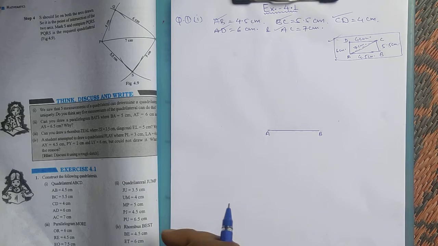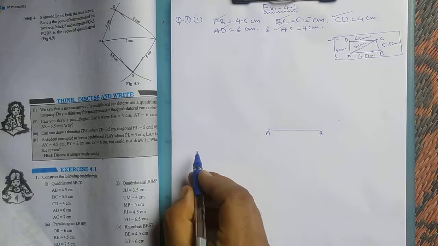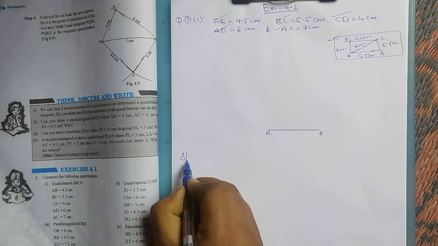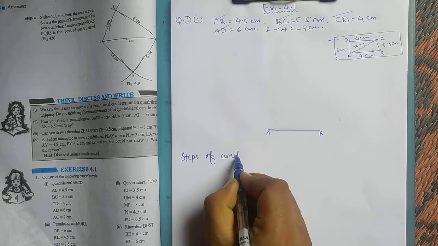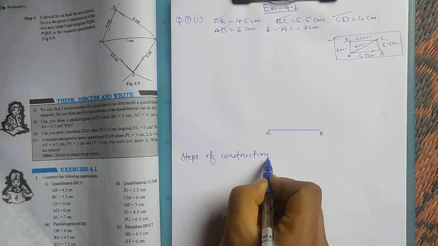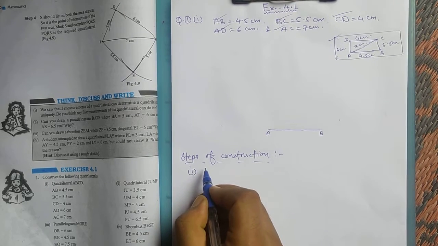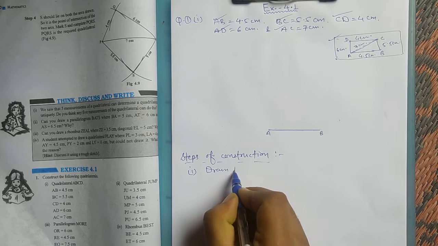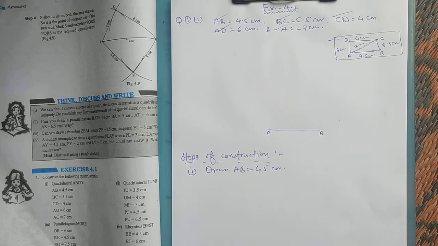In the construction we also have to write the steps of construction, so I am going to explain that also. In the first step, what have we done? Draw AB equal to 4.5 centimeter. Okay, first step complete.